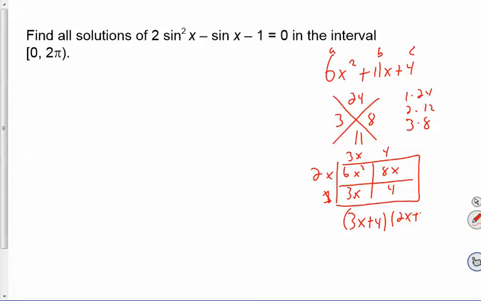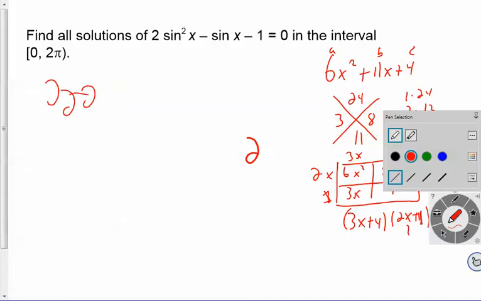Okay. So let's now talk about: find all solutions to 2 sine squared x minus sine x minus 1 equals 0. For that, there are two ways to think about it. One way to think about it is to replace the sine of x with an x. So I'm going to replace it with 2x squared minus x minus 1 equals 0.